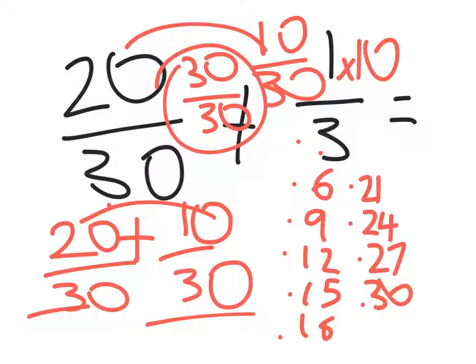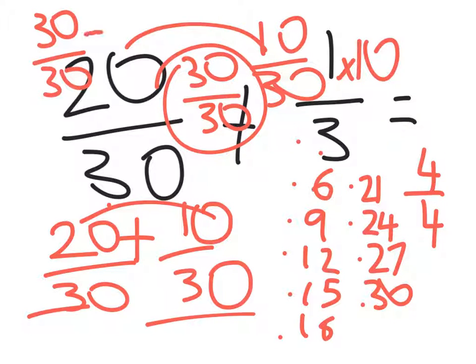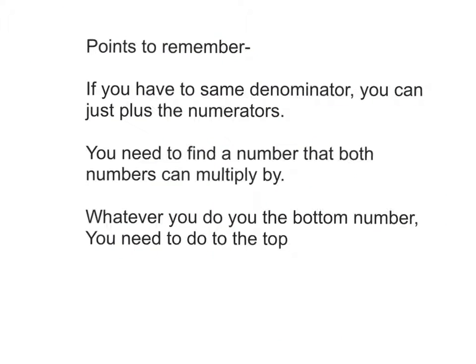Now make sure if you ever have a question where it's 30 over 30 or 4 over 4 or anything like that, you also can write 30 over 30, which equals 1 whole. Okay, because remember, if you had 30 pieces of cake and then you had all 30 of them, you would have a whole cake. Alright, so hopefully a little bit easier for you.